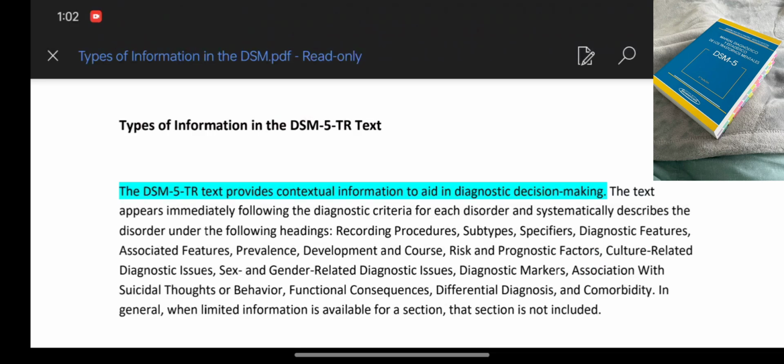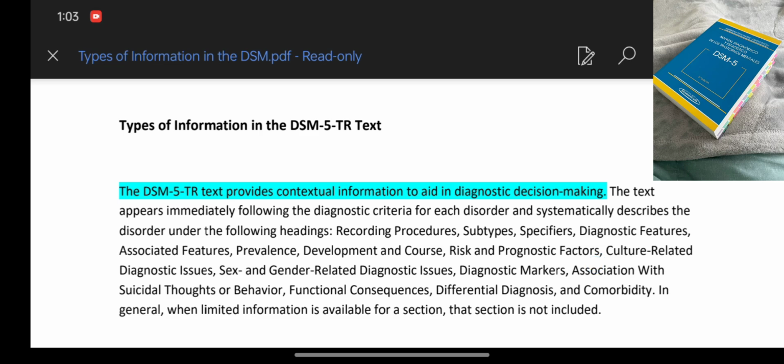So here we have some notes. The first line is written as: the DSM-5-TR text provides contextual information to aid in diagnostic decision making. This means that in addition to listing symptoms and diagnostic criteria, the manual includes important background detail such as cultural factors, age-related differences, gender variations, and environmental influences. By offering the broader perspective, the DSM-5-TR helps mental health professionals to understand the individual's condition in context, reducing the risk of misdiagnosis and improving treatment planning.